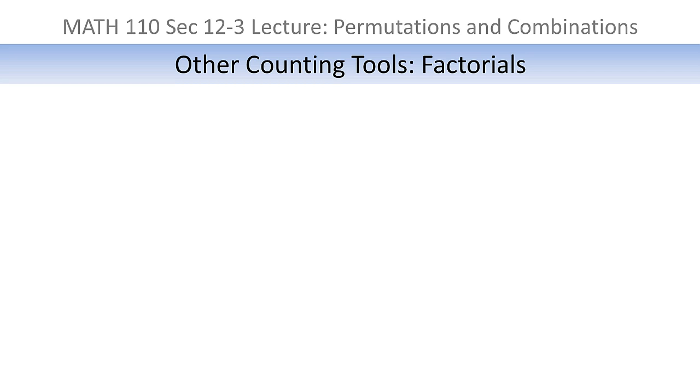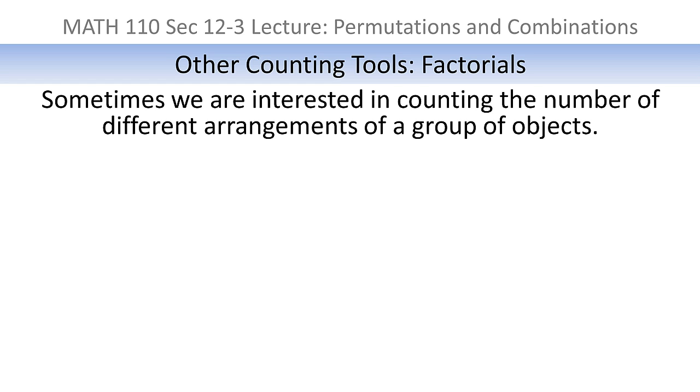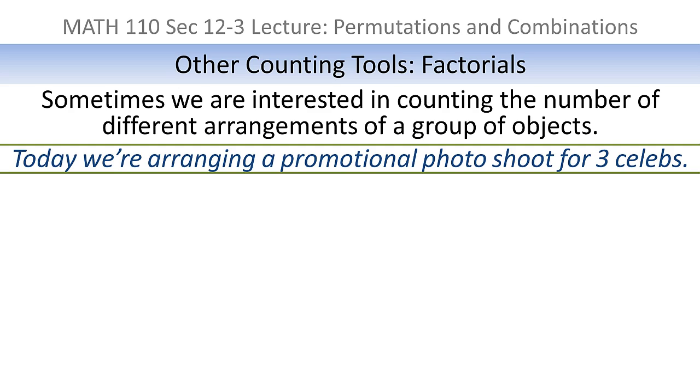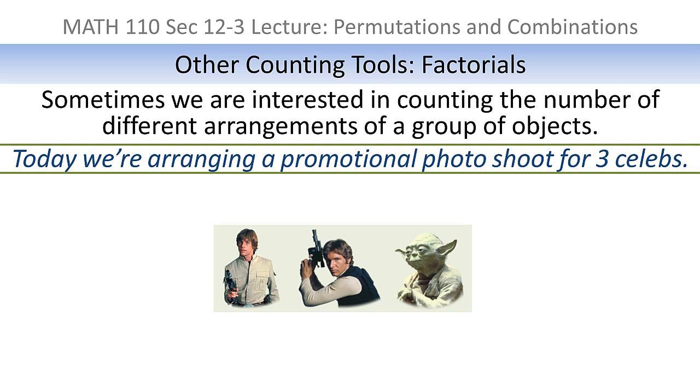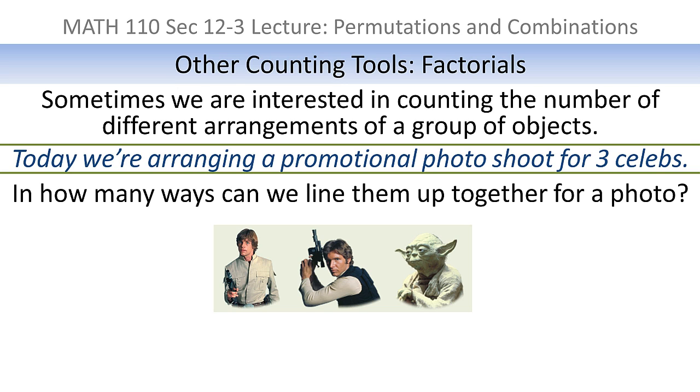I'd like to continue our discussion of counting techniques. Sometimes we want to arrange objects in different order and count those different orderings. I want to just illustrate that with a simple example. Suppose today we're arranging a promotional photo shoot for 3 celebrities. We've got Luke, Han, and Yoda. And I want to know in how many ways can we line them up together for a photo.